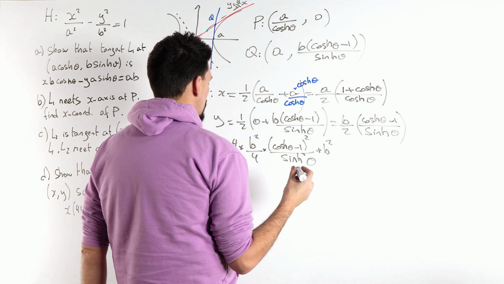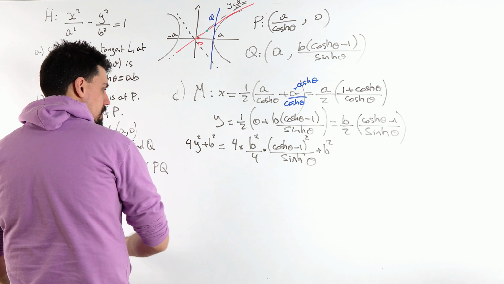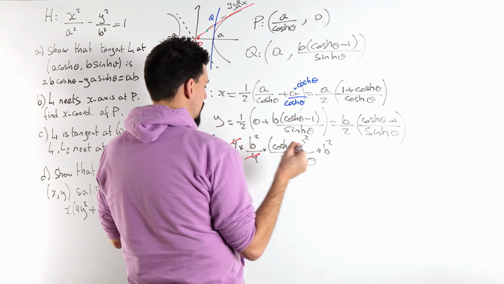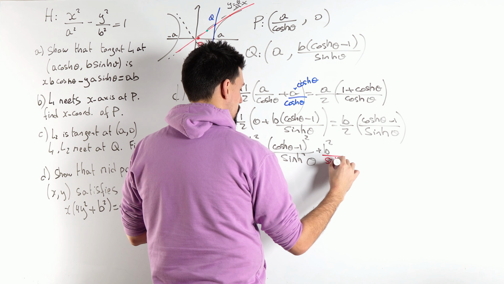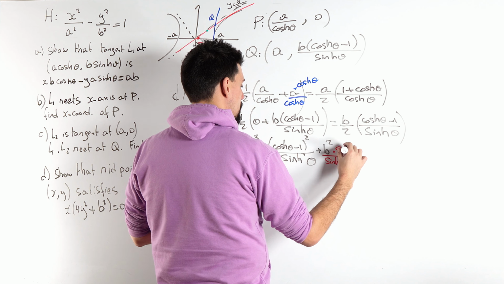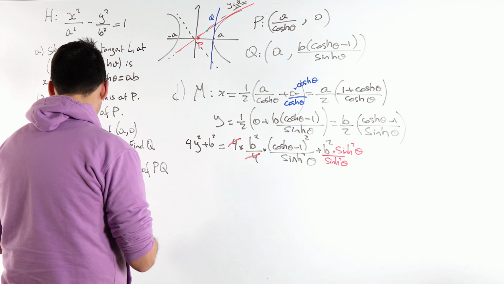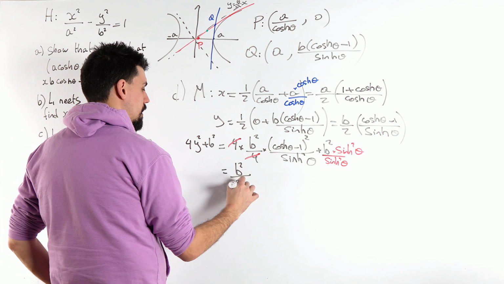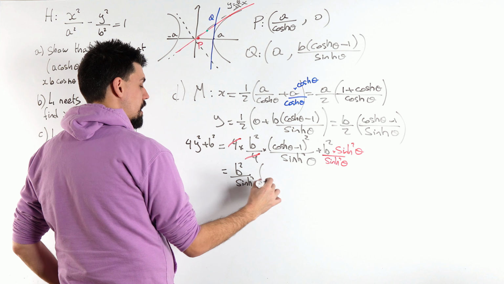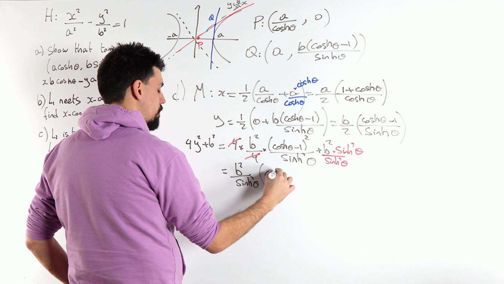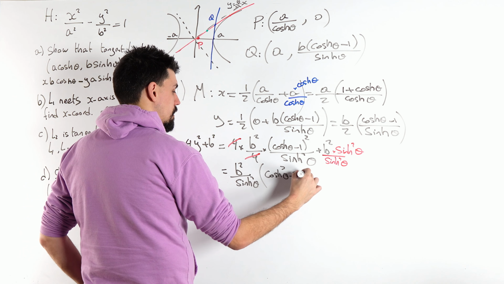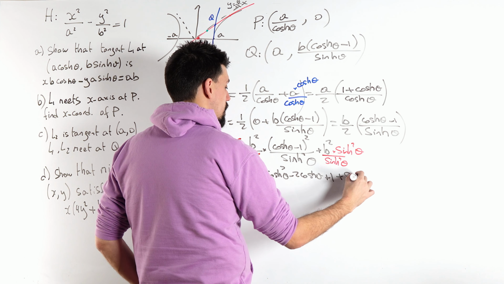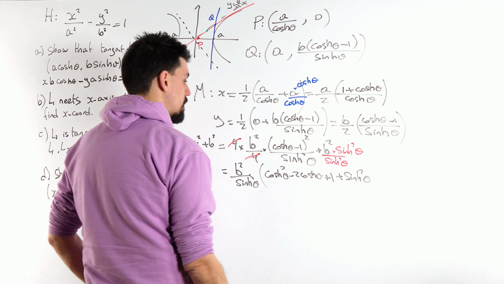Okay. What does that give me? Well, it gives me a few things. The b's go bye-bye. And then we're going to create a common denominator of sine squared, so times that by sine squared. So what do I end up with? I end up with b squared over sine squared times, let's expand this, cos squared theta minus 2 cos theta plus 1 plus sine squared theta.